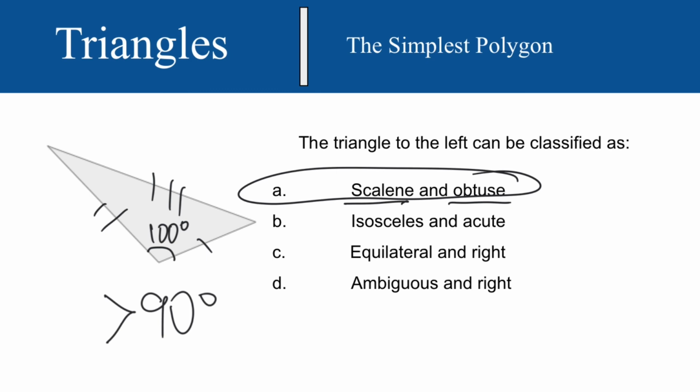But something that we need to emphasize is that you can classify a triangle by both characteristics, by the length of the sides and by looking at the angles. So it can have both choices, like in here.